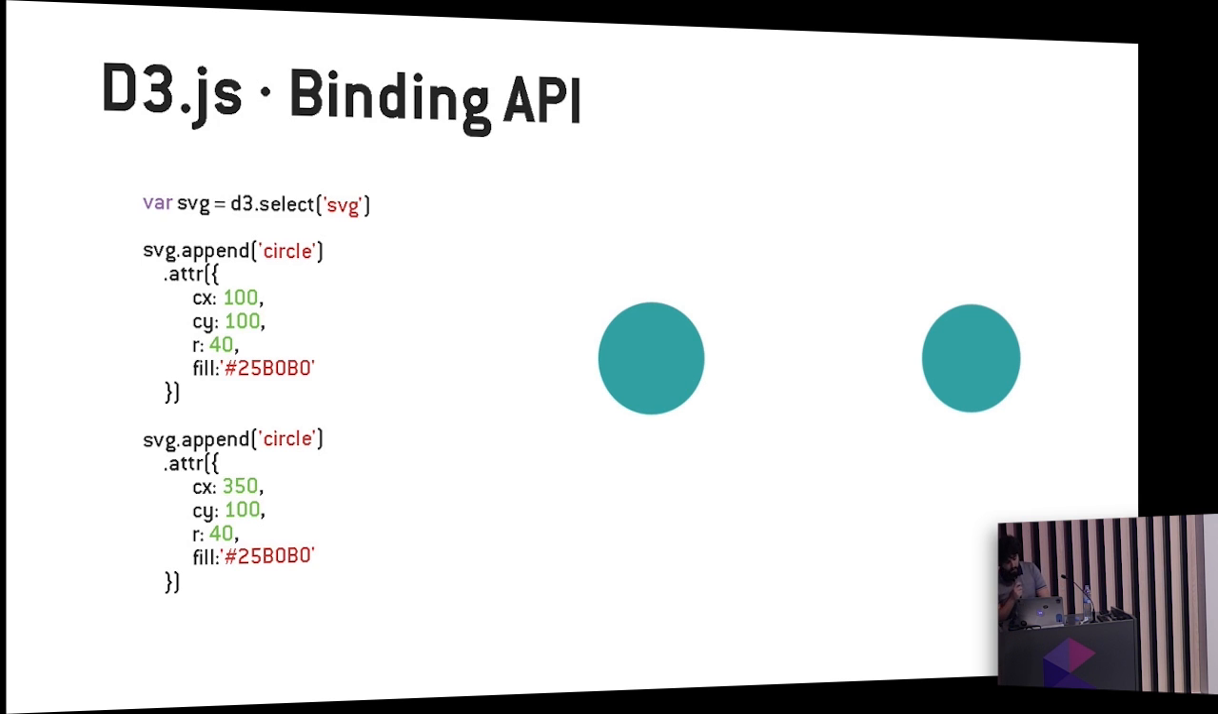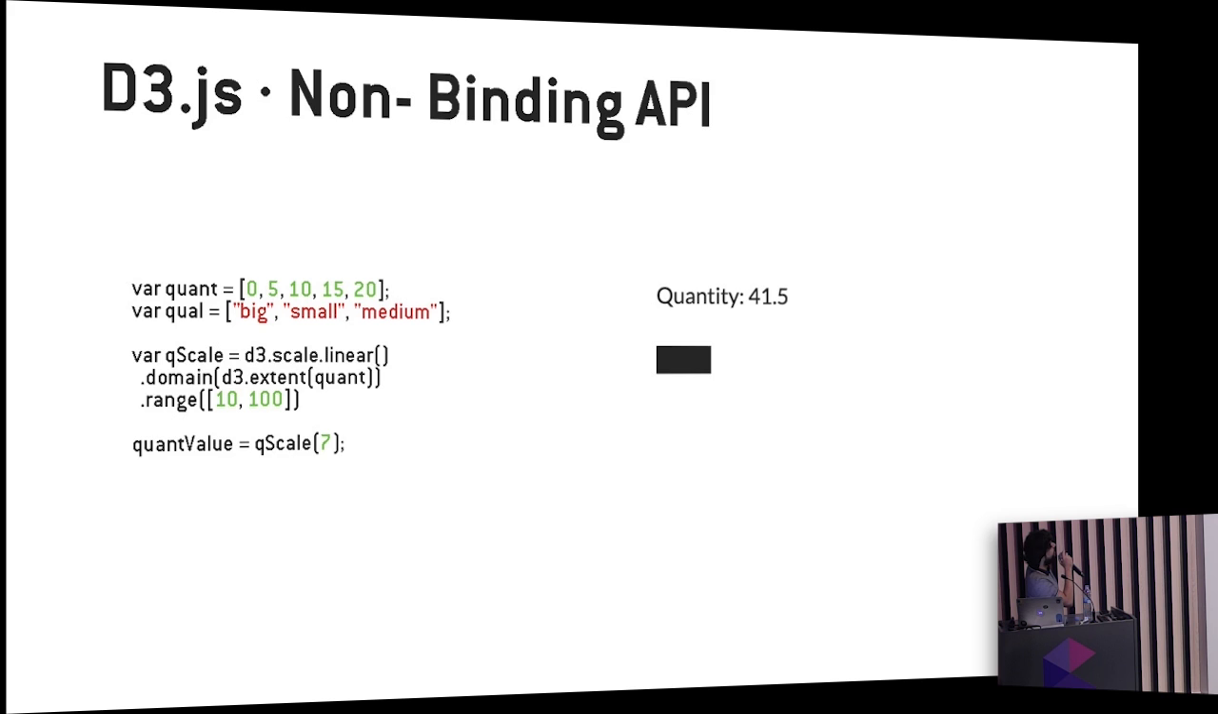But D3 also has a non-binding API. For example, in this case, with this little code, we are drawing this bar graph. It's a very simple bar graph, but it's a bar graph. You cannot see here any circle, square, or any declaration of SVG. It's inside the method that is inside the code. I'm going to explain just a little bit of this one, and I'm not going to go further because of the time, and because I think to understand the non-binding API, you have to play around with the binding API a lot.